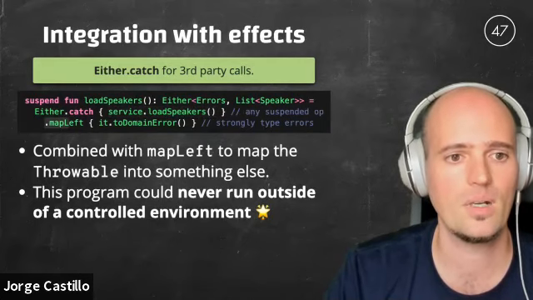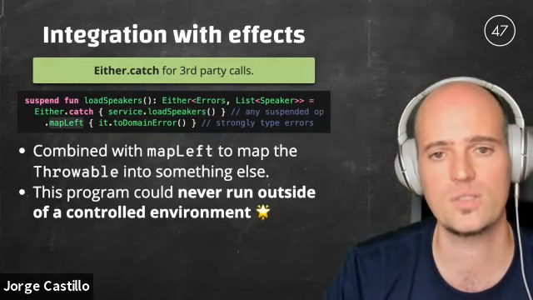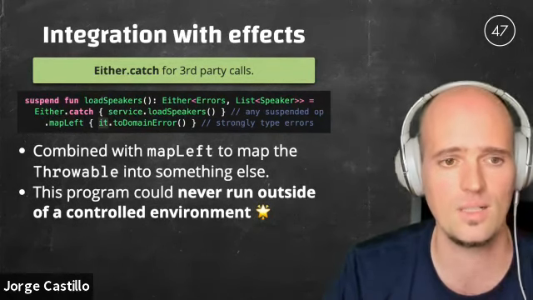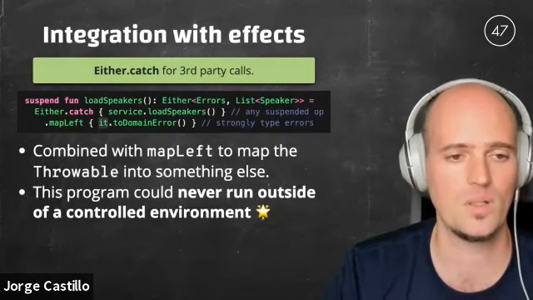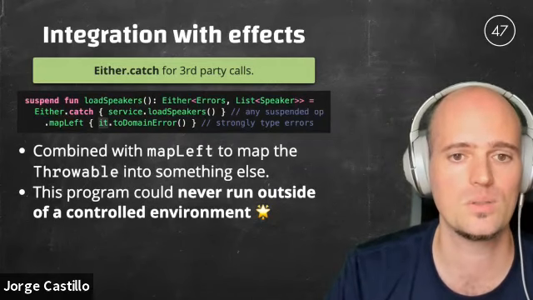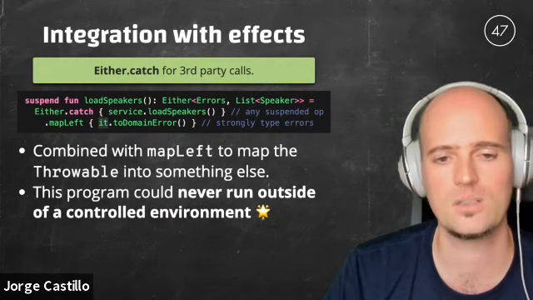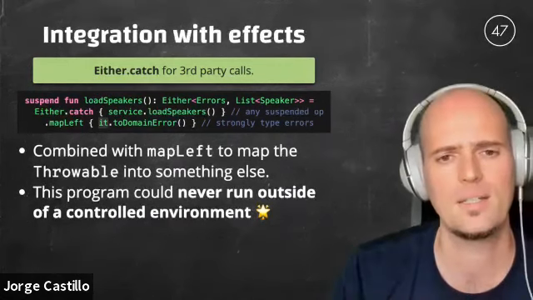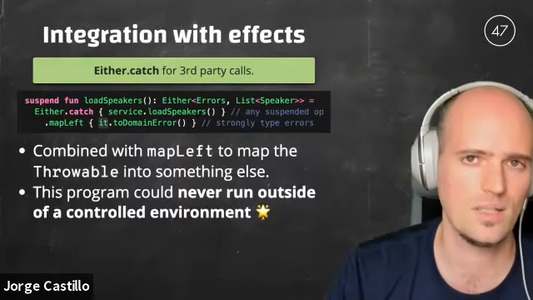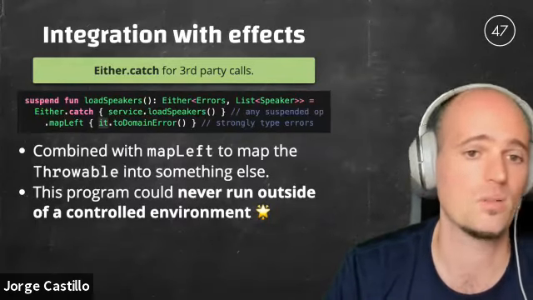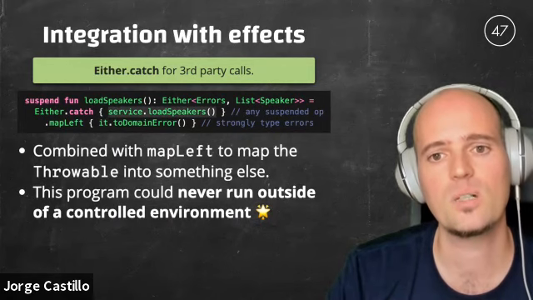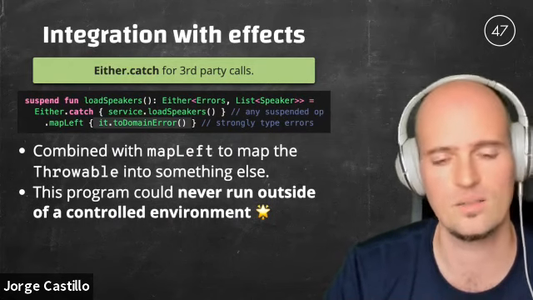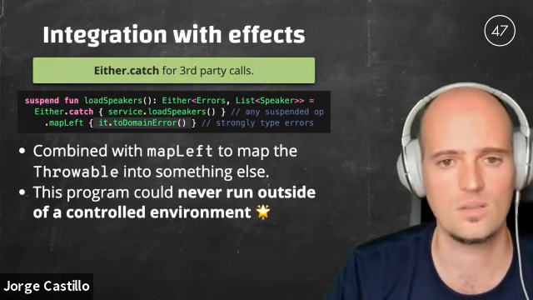Then you can use the mapLeft function to strongly type your errors, if you want to map that Throwable into something else. This is going to be very useful in Android because we are really used to strongly typing our errors using a sealed hierarchy of errors in our domain. And we want to strongly type them as soon as they enter our domain. This is going to be a good option because you can wrap any suspended computation into Either.catch, then mapLeft to map the error and strongly type it to any error types you want to use.